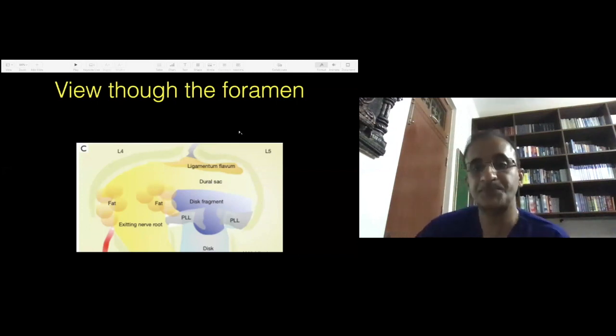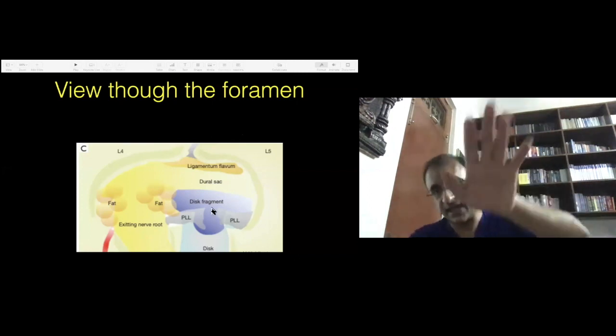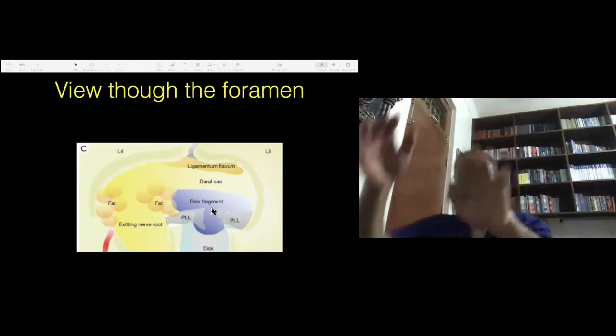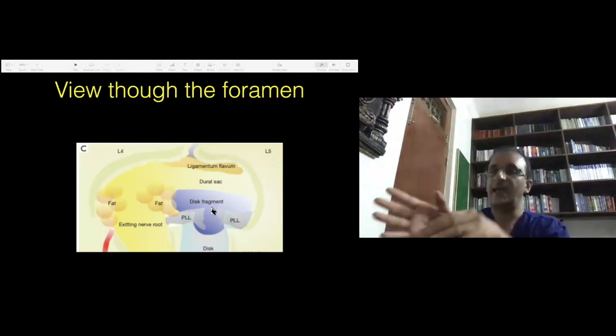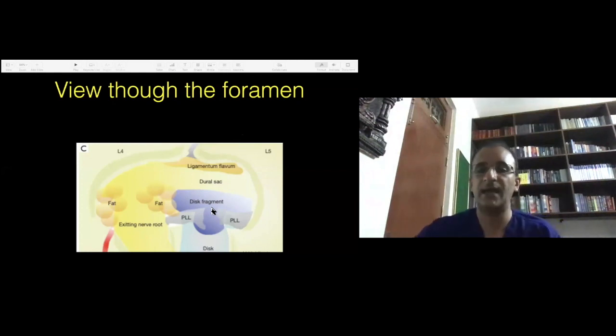Okay. Now, very important, this is a lateral disc. In case of a central disc, there will be dural sac here because the disc has herniated centrally. So the dura would be first, and then when you go in, you will have the disc fragment. Depending on your MRI study, you will know where this disc fragment needs to be searched for.